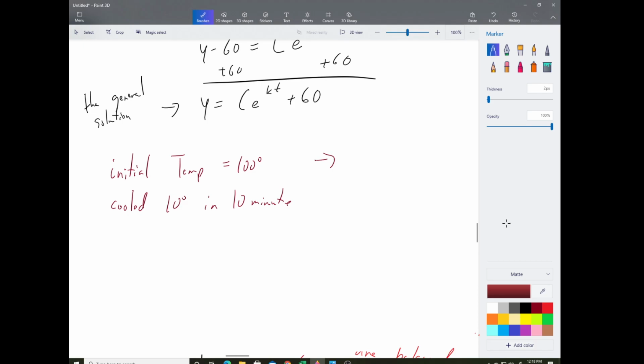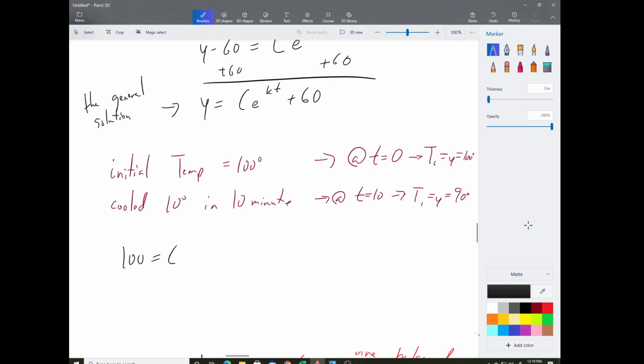Because what happens here is this means at time equals 0 minutes, your temperature, which is our Y value, is going to be 100 degrees. And at time equals 10 minutes, your temperature is going to be 90 degrees. So we take that and we plug it in. We have, let's see, 100 is equal to, actually I'm going to change the color again just so it pops a little more.